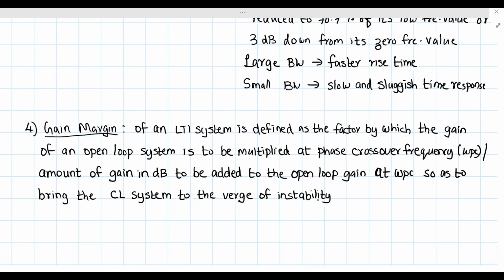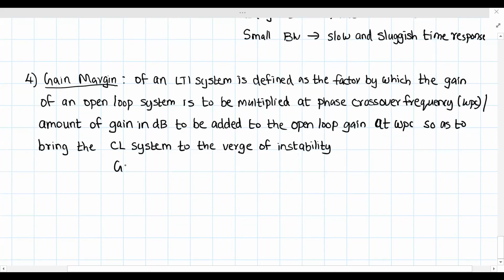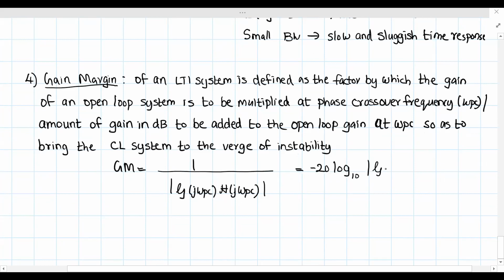Okay, so gain margin can be found mathematically like this. Gain margin is 1 divided by mod G(j omega pc) H(j omega pc). Okay, this is in absolute magnitude, or in decibels it will become minus 20 log 10 mod G(j omega pc) H(j omega pc) decibels.